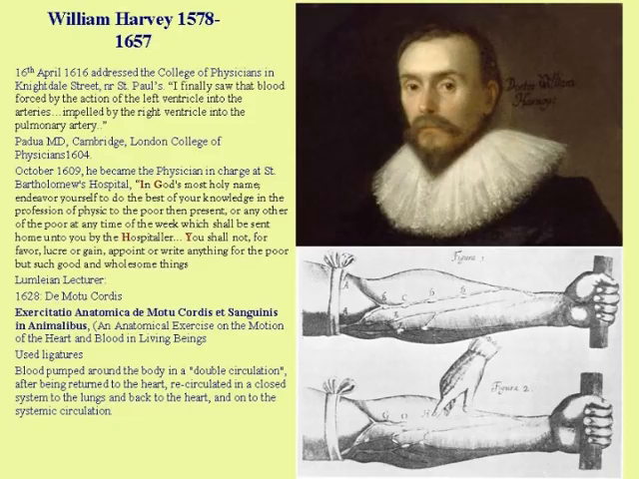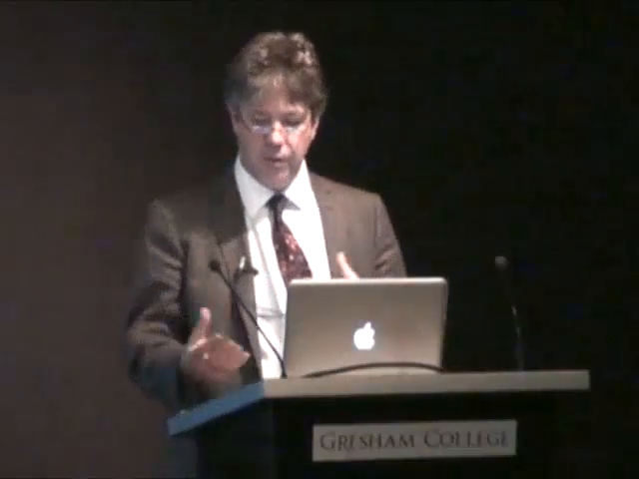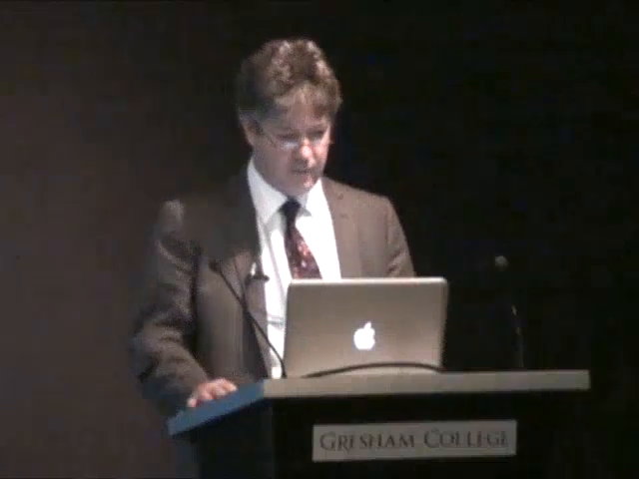Secondly, what he did was to take this further and proposed that the whole system was a closed system, that blood was not being consumed and used up. There was a finite amount of blood, and it was being pumped around in two dual circulations. Now, there's a big problem with this theory, which is how does it get from one bit to the other bit? And he postulated that there might be very, very, very small vessels.